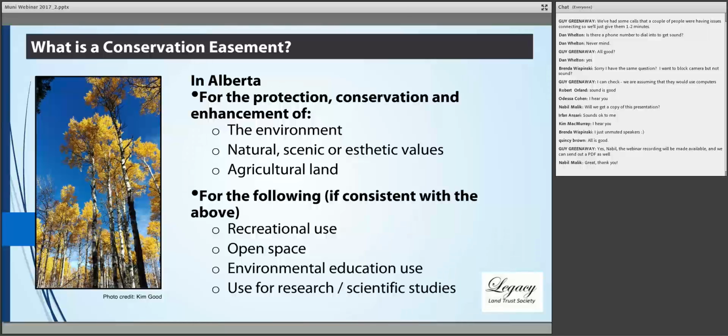And then the bottom ones, recreational use, open space, environmental education, research, scientific studies, if they are consistent with the protection, conservation, and enhancement of the top three, then those can also be named as a purpose for the conservation easement itself. And this is fairly consistent with most provinces. All the provinces in Canada except for Newfoundland have specific conservation easement legislation. They might be called a covenant or a servitude, but the basics are the same. The one difference is that Ontario and Alberta both name agricultural land or farmland as an option that they can use the tool with.